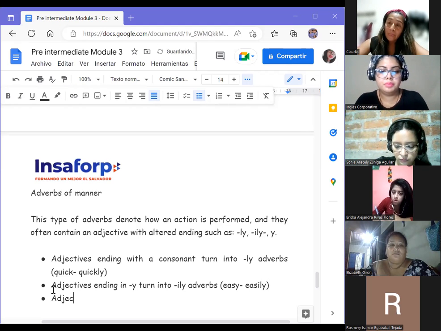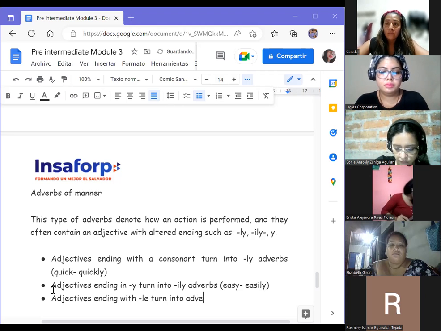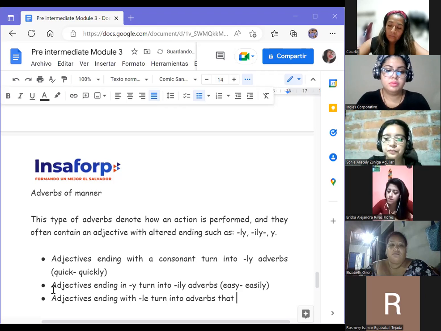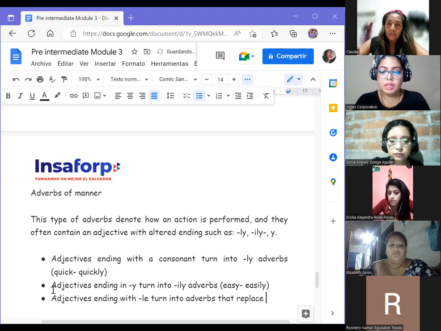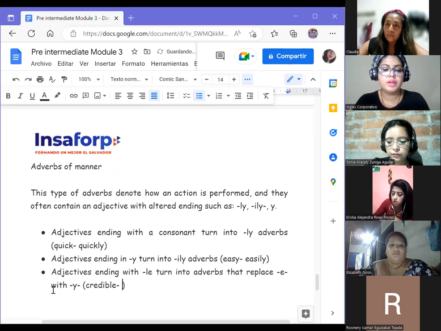Then adjectives with L-E turn into adverbs that replace this vowel with a Y. And we have the example. We have credible, and we are going to transform that word into credibly.